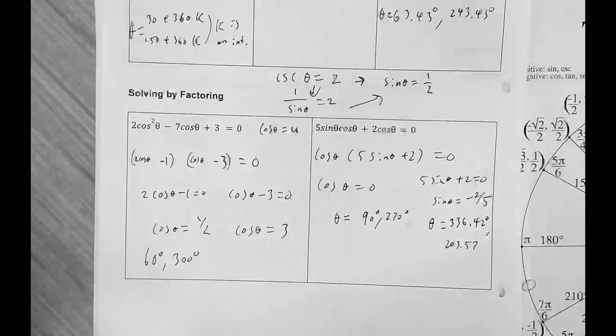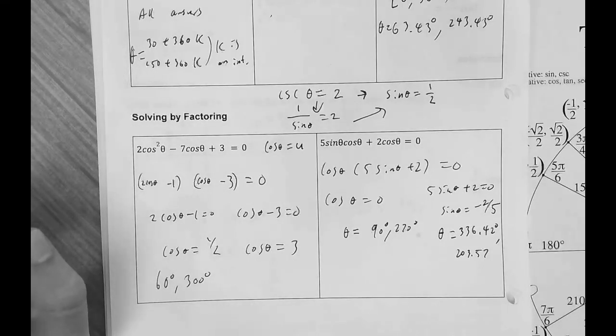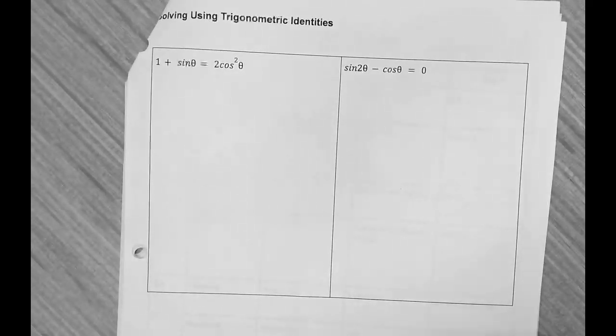So on the test, what can you expect? No weird values. So basically everything on the test you can find on a unit circle. I'm not going to give you values beyond that, okay? Everything will be on the unit circle. You won't get a graphing calculator, so you won't be able to evaluate those, right?